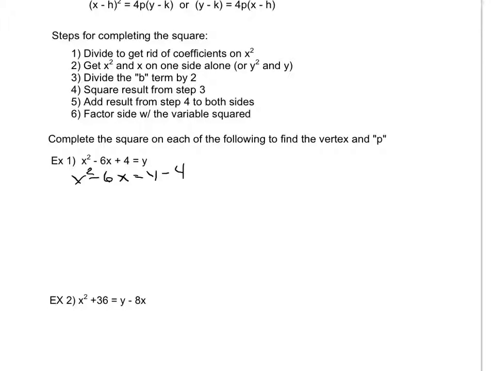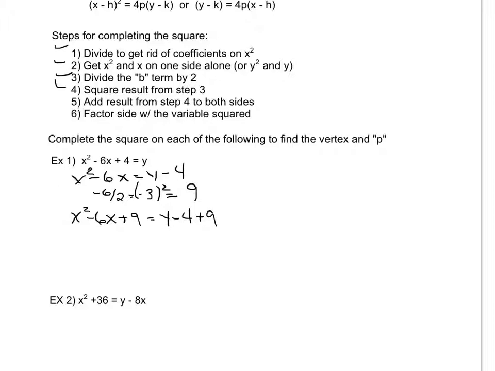Now I'm going to take my b term, which is essentially my linear term, and divide by 2. So negative 6 divided by 2 is negative 3. Step 4 says to square it, so when I square negative 3, I get a positive 9. Now I'll add that to both sides, giving me x squared minus 6x plus 9 equals y minus 4 plus 9.